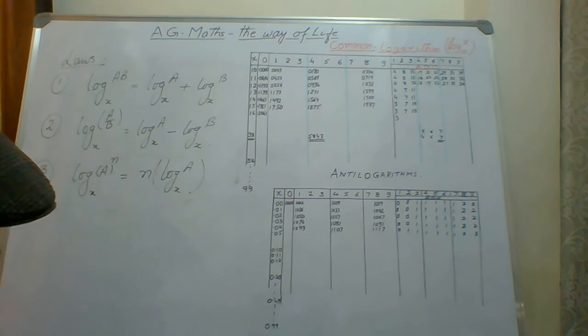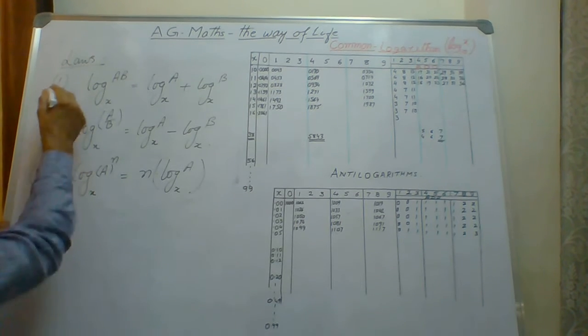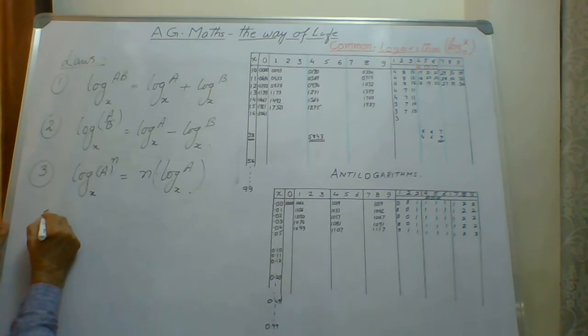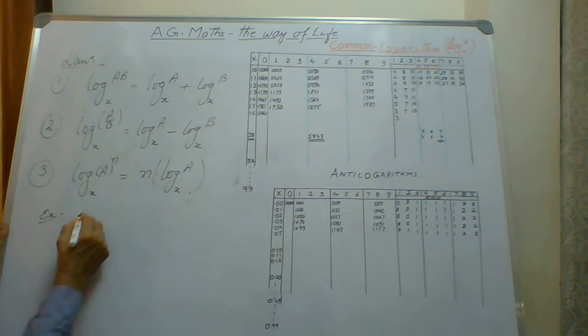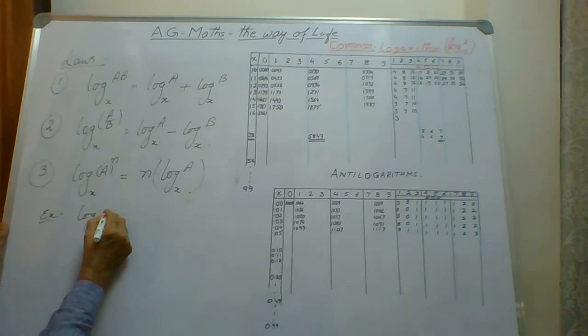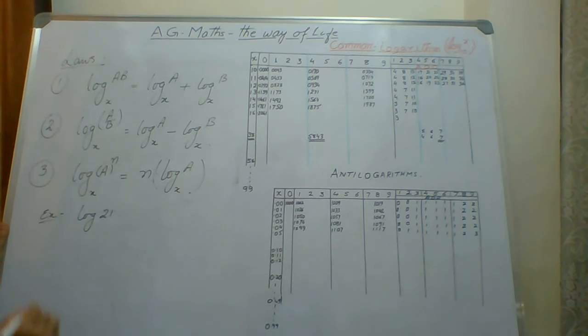Now for example, in the first case, I write log of 21. How do I write log of 21 to the base 10? If there is no base, that means it is base 10.